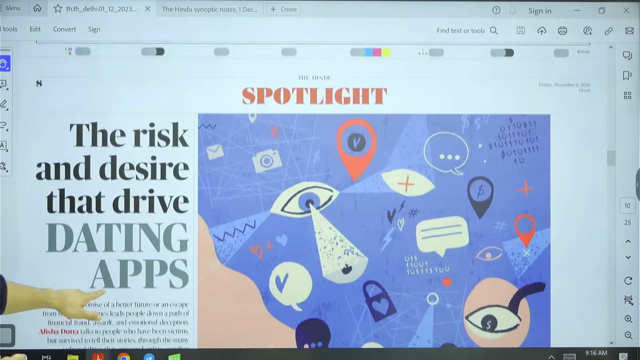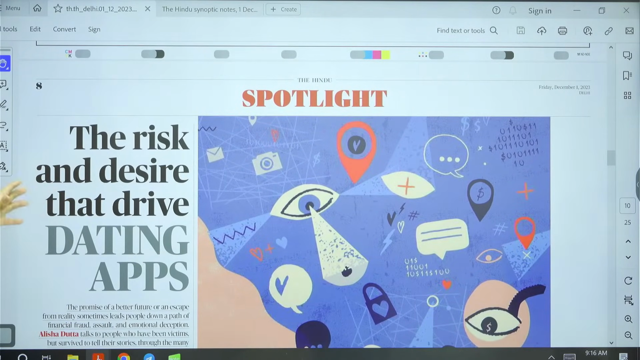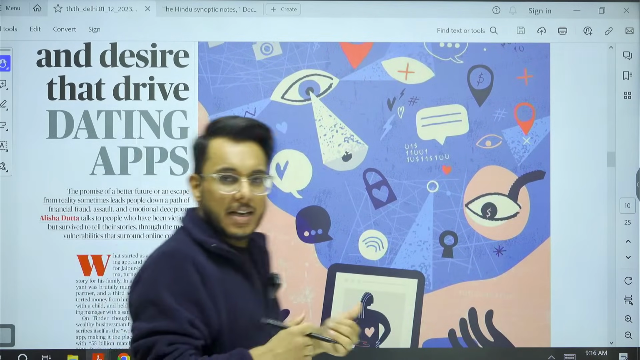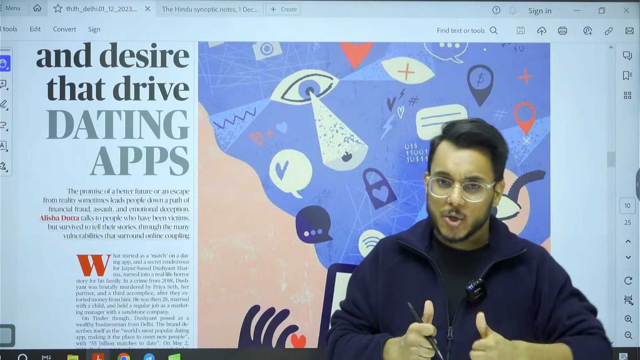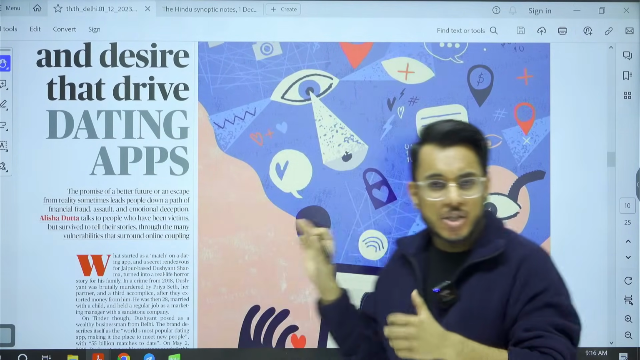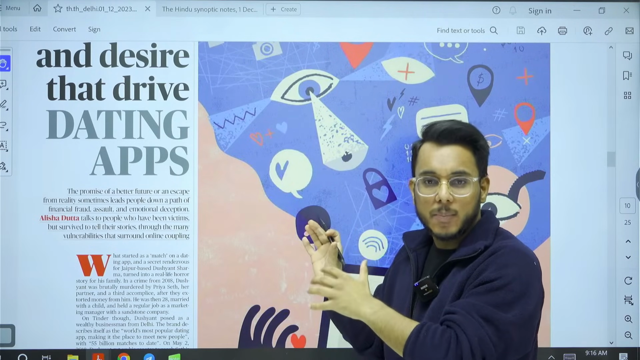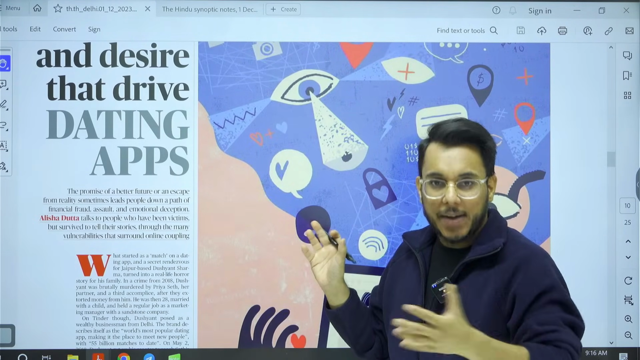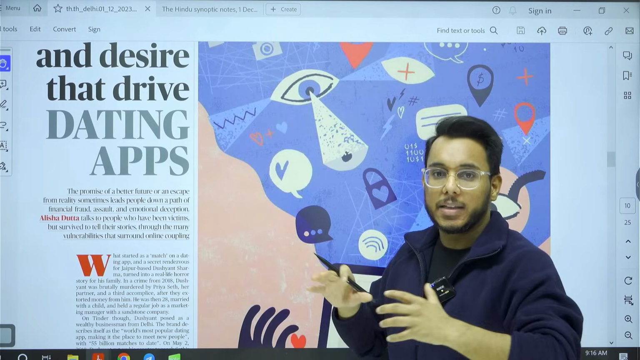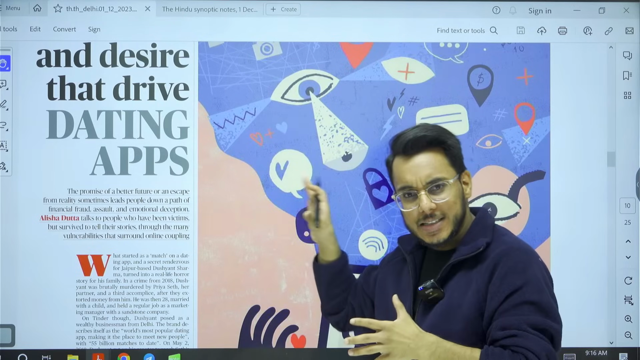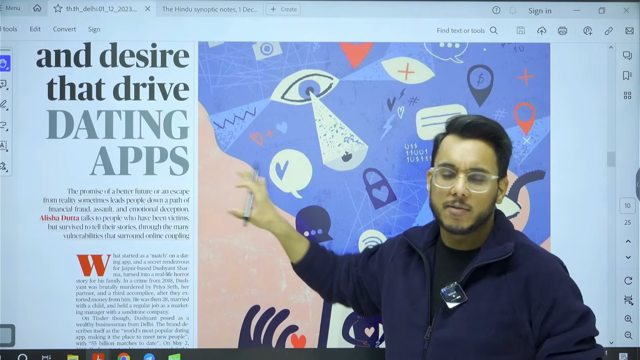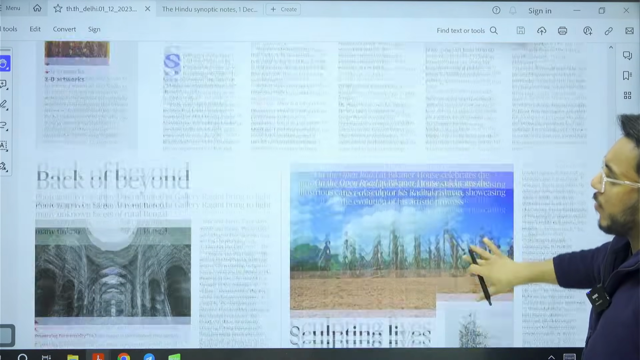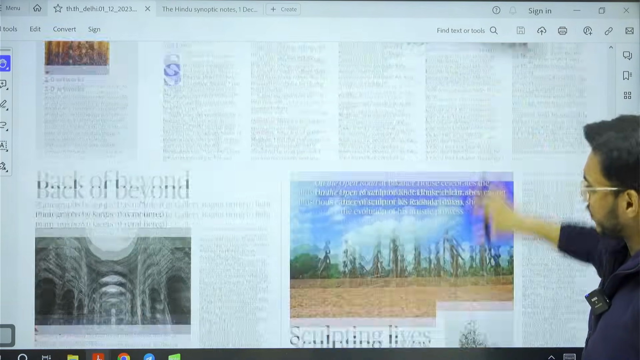Here we have one spotlight article, "The risk and desire that drive dating apps." I have read this entire article, but it does not contain much of substance which is academically important. It is just narrating the stories of people who installed dating apps such as Tinder, etc., and then fell into a trap and lost money and all such kind of things. These stories are not important from the exam point of view. Then further moving on, we have the Metro Plus page again.